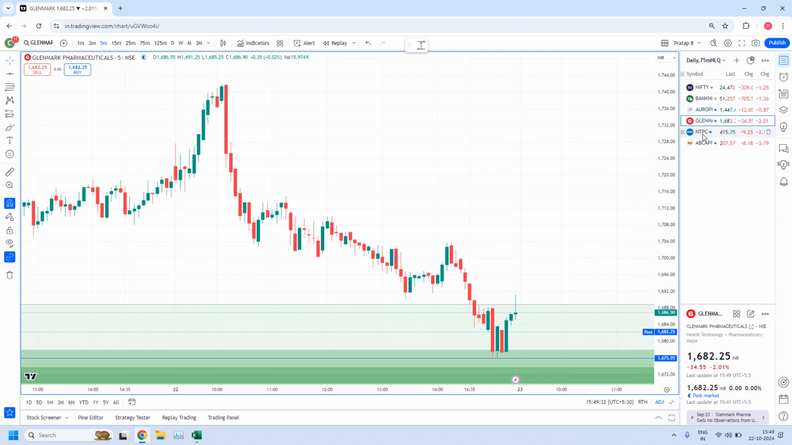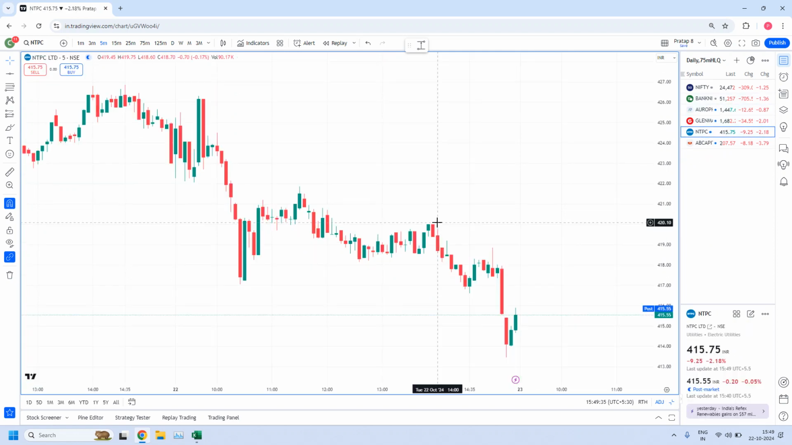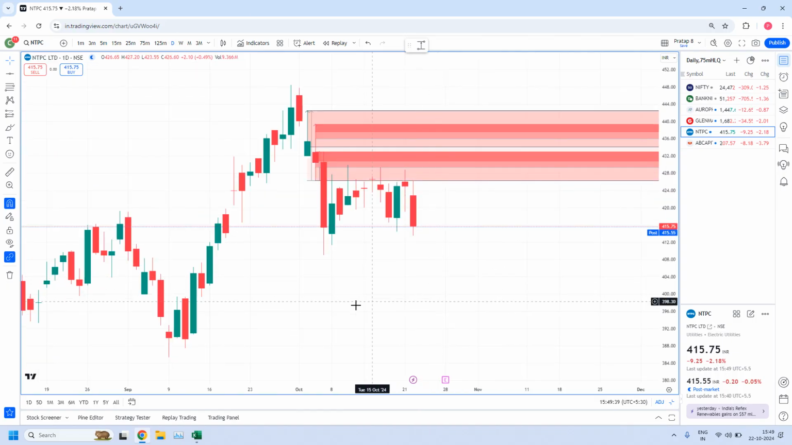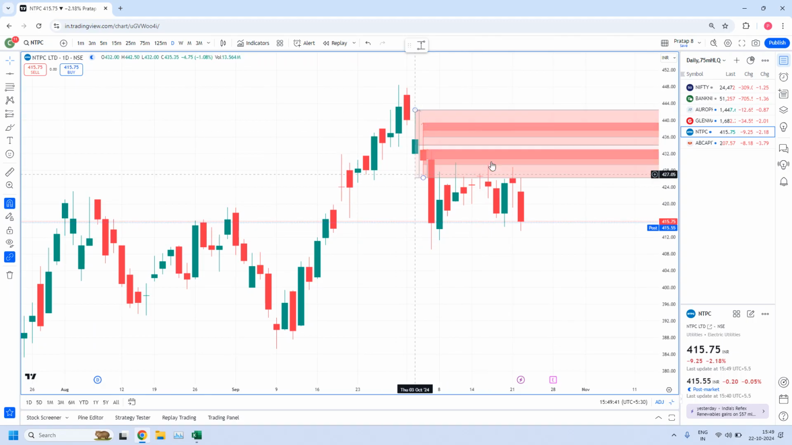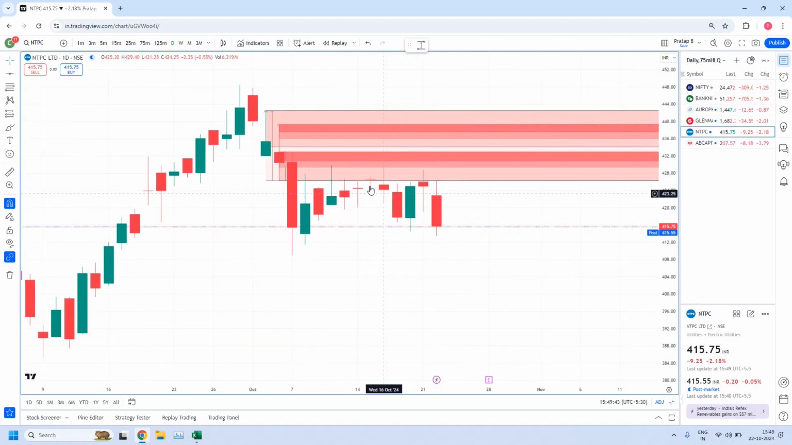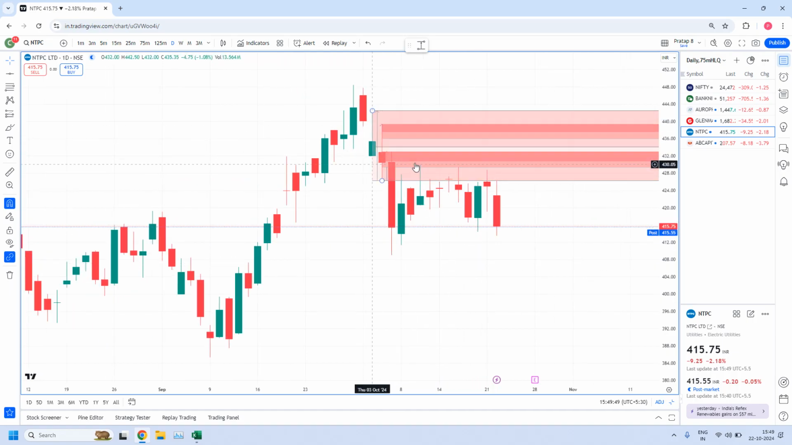Next, the last one is NTPC. NTPC is a daily high liquidity supply zone. We already fine-tuned this zone, and I already explained how I fine-tuned it. Today also prices did not enter into this fine-tuned area, because this is a stock we have been getting for the last 3-4 days.